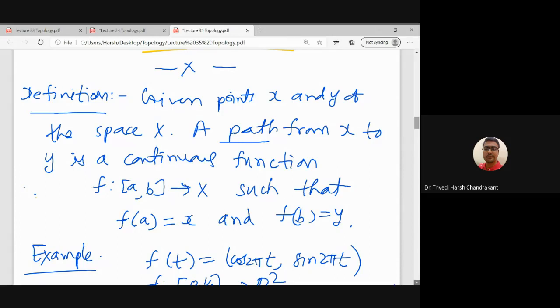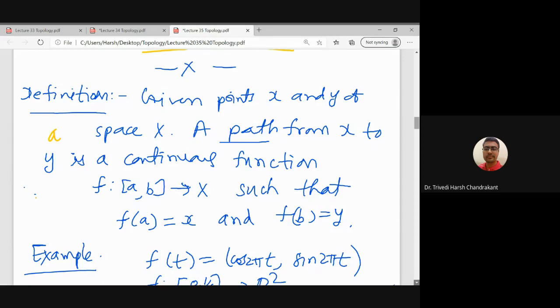So this notion is known as path connectedness. So it depends on path. In calculus we studied the notion of path. Given points x and y of a topological space X, a path from x to y is a continuous function f from some closed interval a to b to X, such that the first point f of a is x and the last point f of b is y.